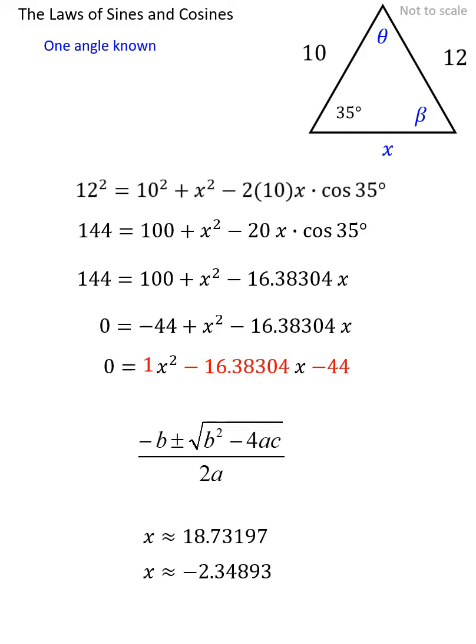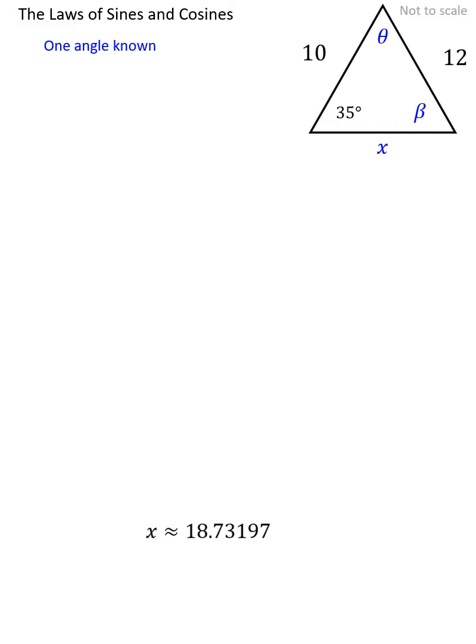Well, x is a side length, so I really don't see the meaning of the bottom answer here, that x is negative. I'm going to discard that one, and interpret this as x being approximately 18.7. So what I've done now is I've solved for one of my unknowns. Now that I have x, I can use the value of x to go on and solve for theta and beta.